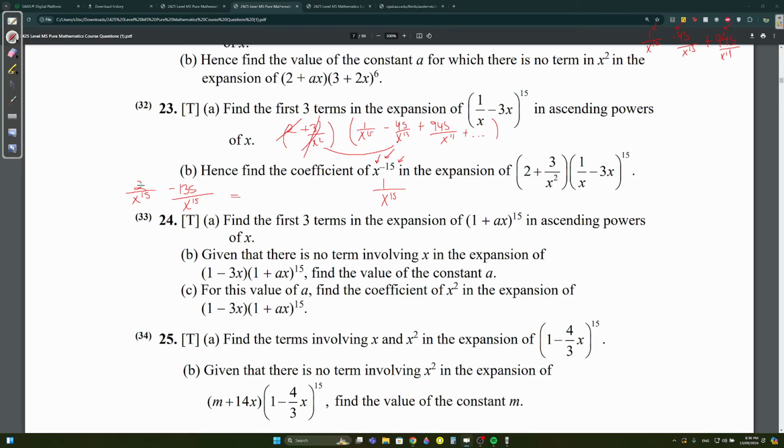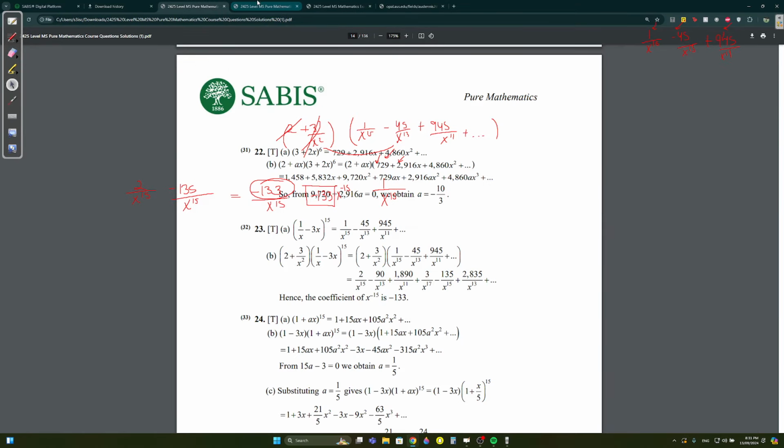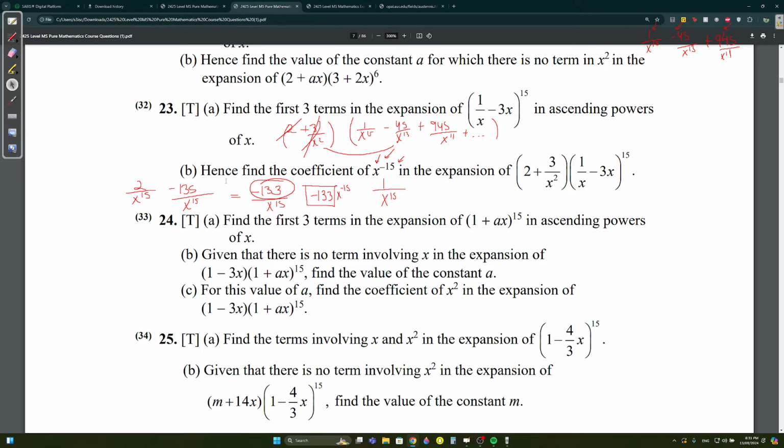So if I'm not wrong, you just do 2 minus 135, which is minus 133 over x to the power of 15. So the coefficient is minus 133. This can be written as minus 133 x to the power of negative 15. So the coefficient will be negative 133. Let me see. Yes, negative 133. All right, 24.